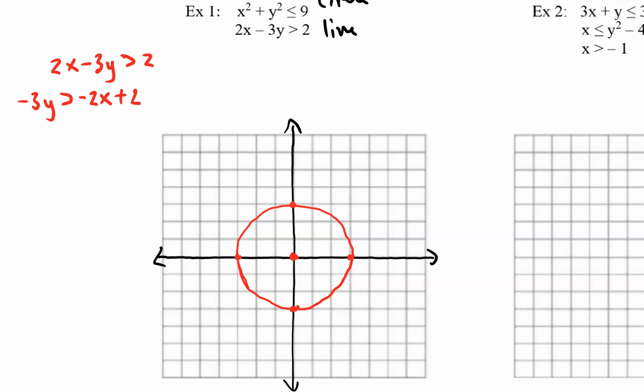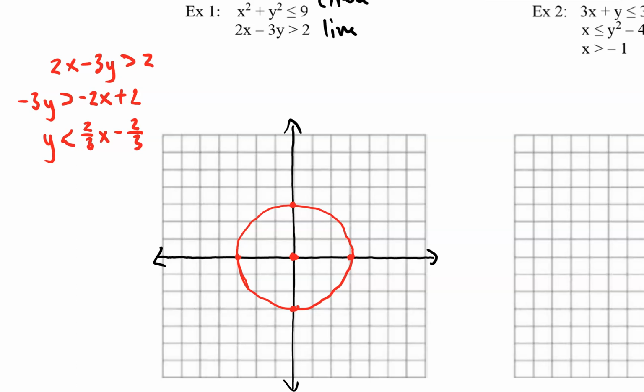And then you have to divide by -3. But when you divide by a negative in an inequality, this thing changes directions. That makes this 2/3 x and then minus 2/3. Now, we could graph it that way. We only really need 2 points. That's the key here. So you only need 2 points.